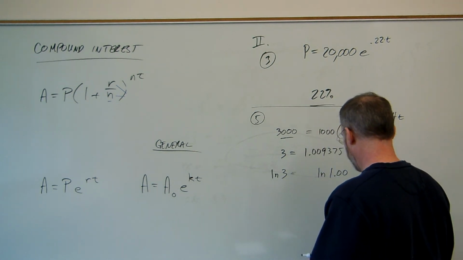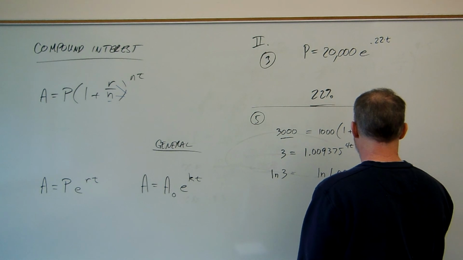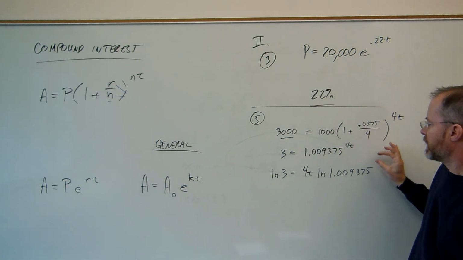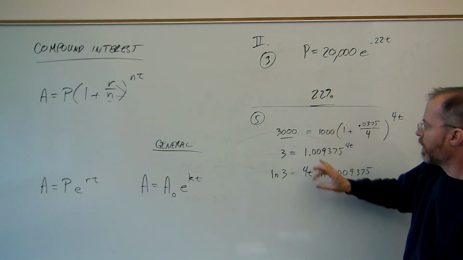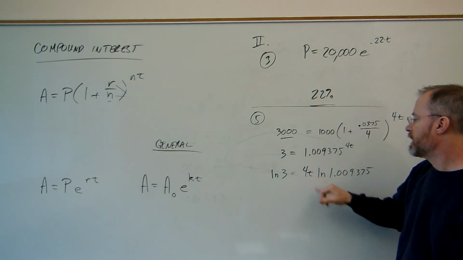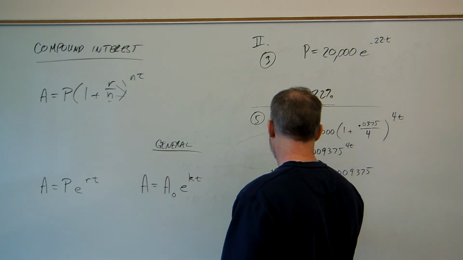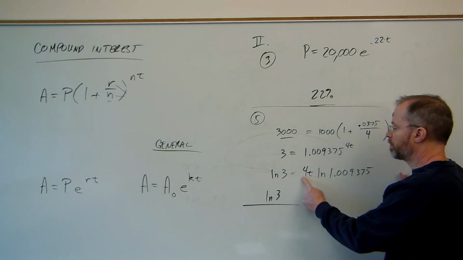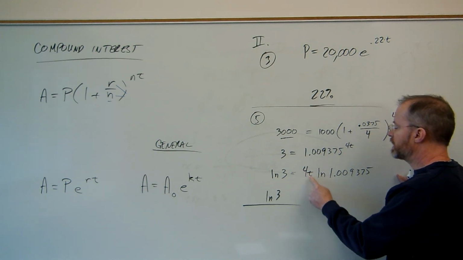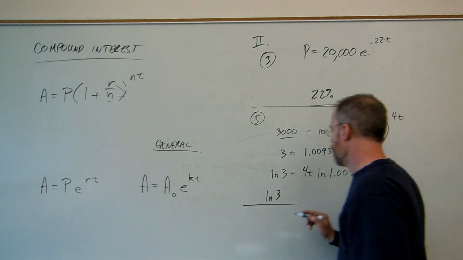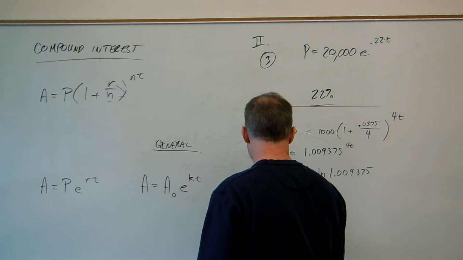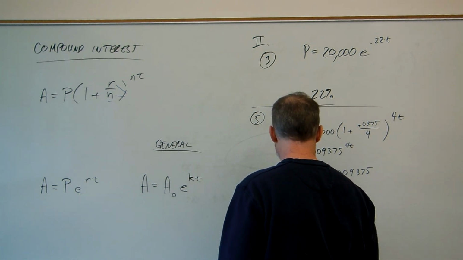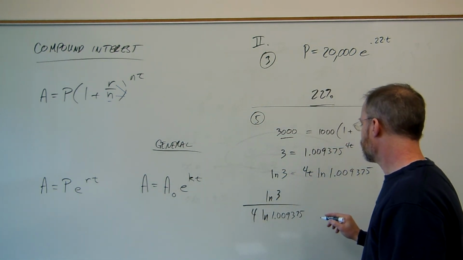I'm going to take a ln of this side, and I'm going to use the property of logarithms that allows me to take the 4t that will be inside the logarithm and pull it down outside, right? And I'm trying to isolate t, right? So I'm going to wind up with a natural logarithm of 3 divided by, well, t is just multiplying two numbers here. It's 4 times t times the natural logarithm of this stuff. So I'm just dividing both sides by 4 ln 1.009375. Let's see what I get.